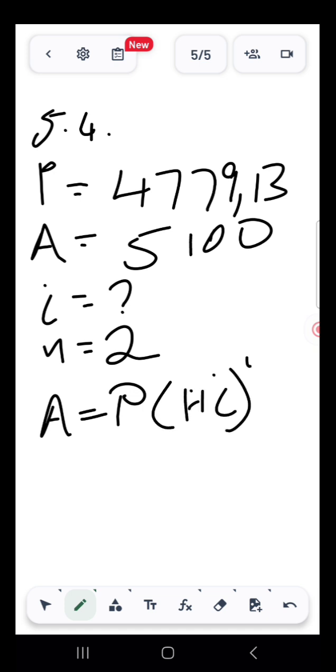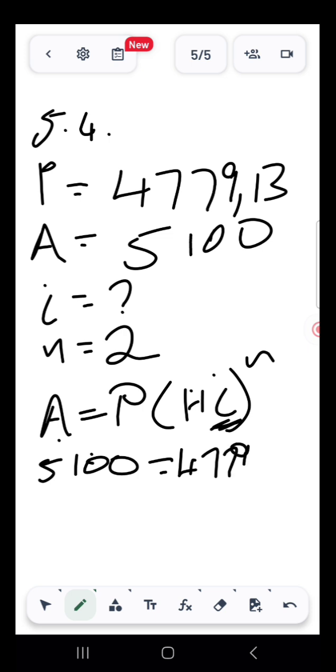So since it is inflation, we know the formula will be A equals P open brackets 1 plus i close bracket to the power n. We are looking for i, so we're still going to do some manipulation. So A is 5,100. Let's substitute now. And then P is 4,779 rand and 13 cents. Then in the brackets we write 1 plus interest, and n is 2. So this is our formula.